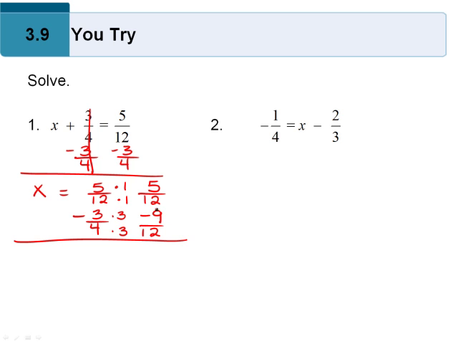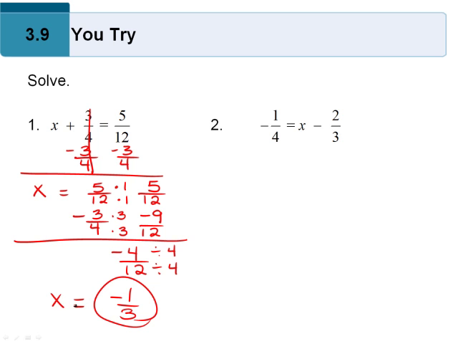Now, we have 5 and negative 9, so you have to subtract and keep the bigger sign. That would be negative 4 over 12. And I can reduce that by 4 on the top and bottom, so I get negative 1 over 3. And that, I should have put x equals, is what x equals.